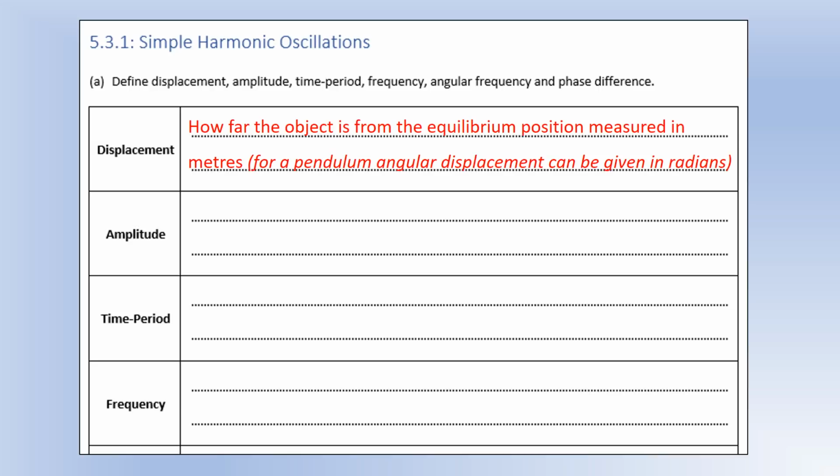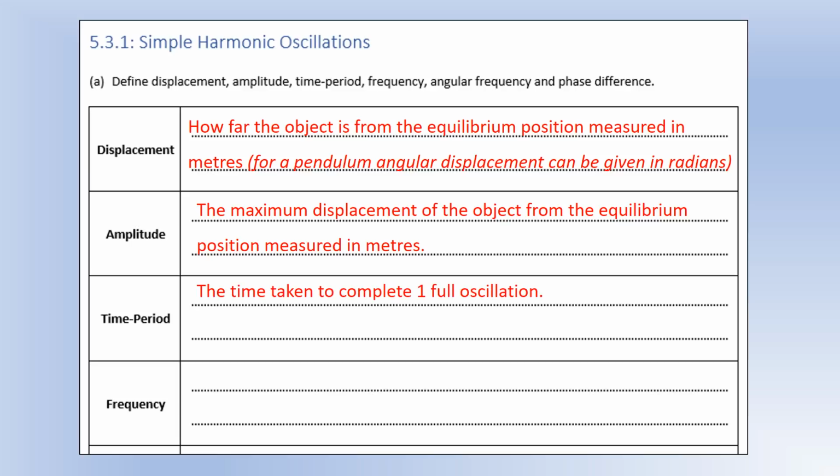Okay, so displacement of an object in SHM is how far the object is from its equilibrium position, and it'll be measured in meters, but you can also get angular displacement for a pendulum or an object in circular motion measured in radians as well. Amplitude would be the maximum displacement from the equilibrium position, and again you can have angular amplitude as well. Time period is the time it takes to complete one full oscillation, regardless of what kind of oscillation it is. Frequency is the number of oscillations per second.